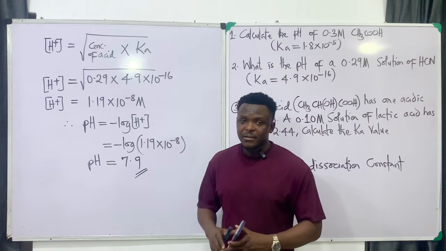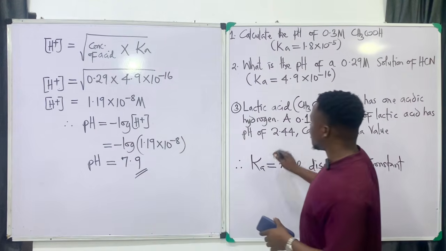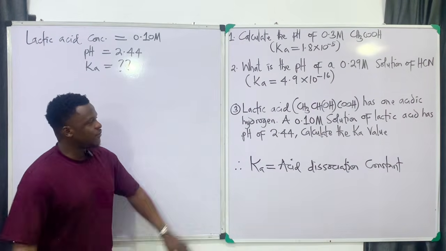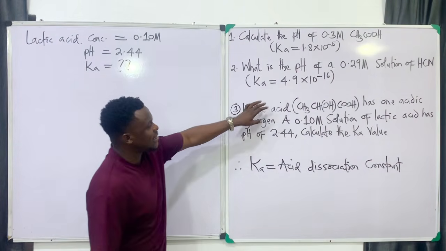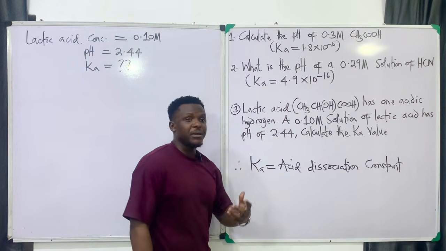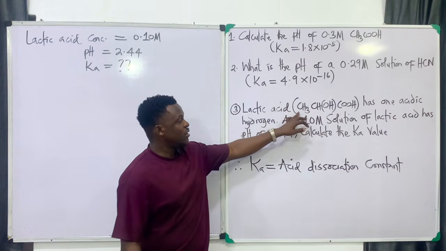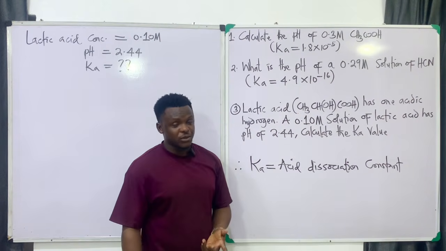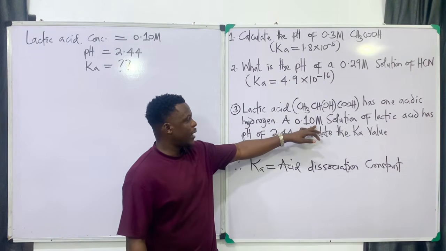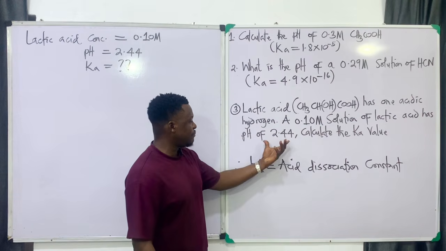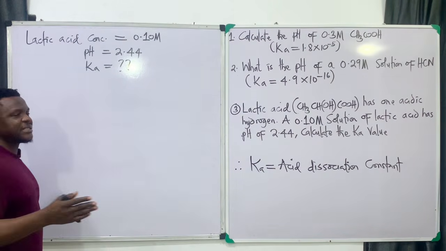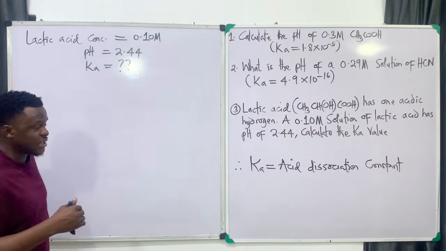Okay. Now let's look at number 3. All right, so I've written out the parameters for this. They say lactic acid has one acidic hydrogen. Right? Acidic hydrogen simply means if this guy dissociates, it can only give rise to one hydrogen. Now, a 0.1 molar solution of lactic acid has a pH of this. Calculate the Ka. Now look, this is basically the opposite of what I taught previously.